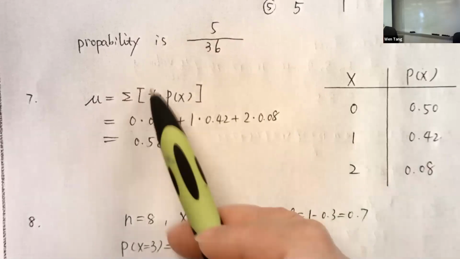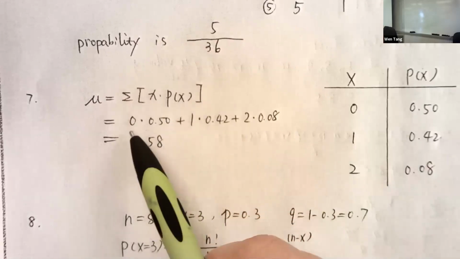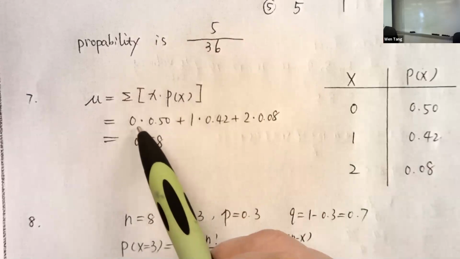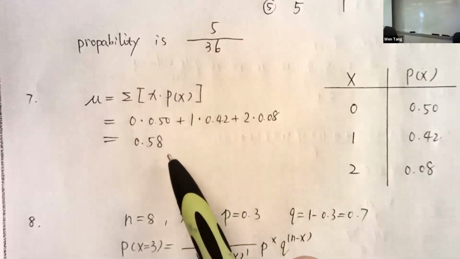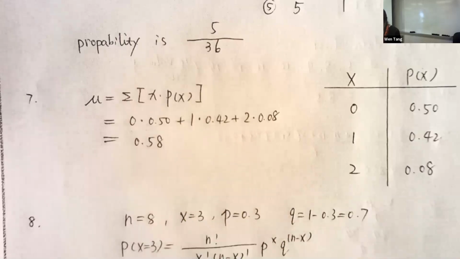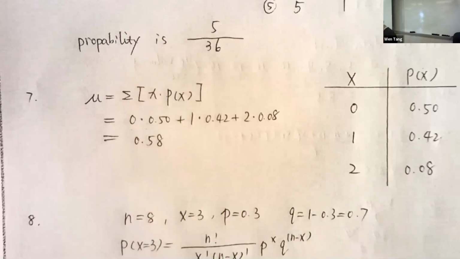But don't forget, after we get the products, we need to find the sum of all the products. So I add them together. So this 0.58 is the mean of our probability distribution.